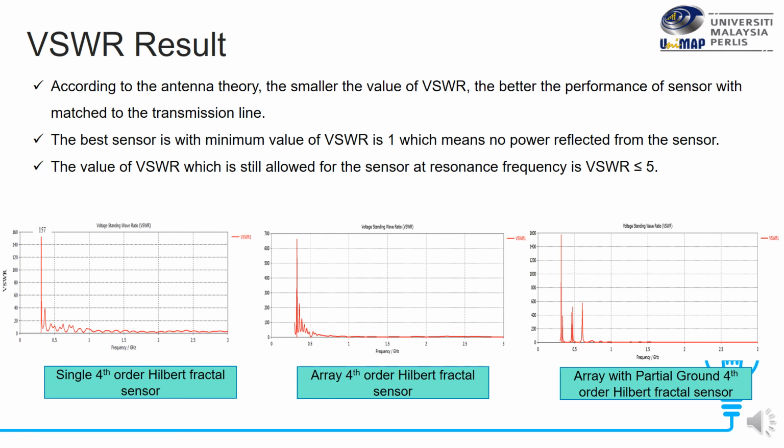The last one is the VSWR result. According to antenna theory, the smaller the VSWR value, the better the performance of the sensor. The best sensor has a minimum VSWR value of 1, which means no power is reflected from the sensor. And from the simulation result, we can see that the array with partial ground for fourth order Hilbert Fractal sensor has a minimum VSWR value compared with these two sensors.